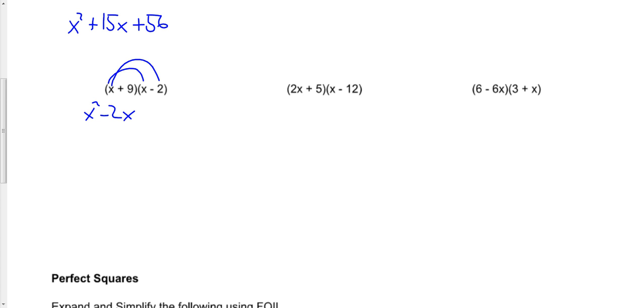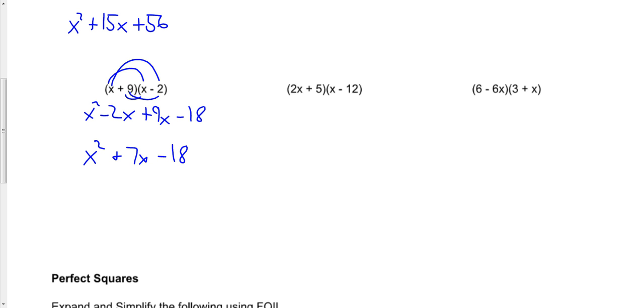Then I'm going to multiply my inside terms. That's positive 9 times x, which is positive 9x. And then finally, I'm going to multiply my last terms. So positive 9 times negative 2 is going to be negative 18. When I collect my like terms, I have x squared, because that's the only x squared term there. I have two x terms, negative 2x plus 9x. When I add those two things together, I get 7x. And then I have negative 18.